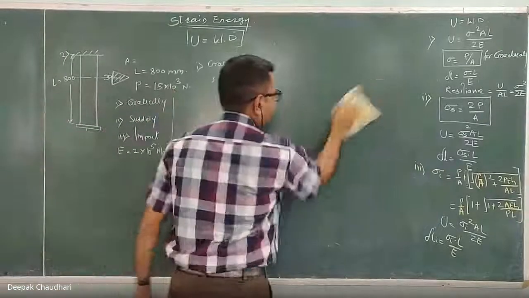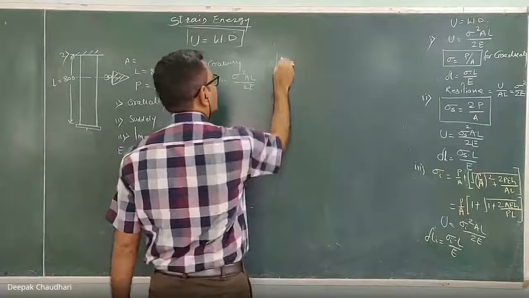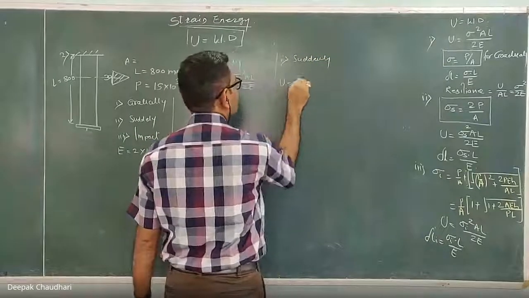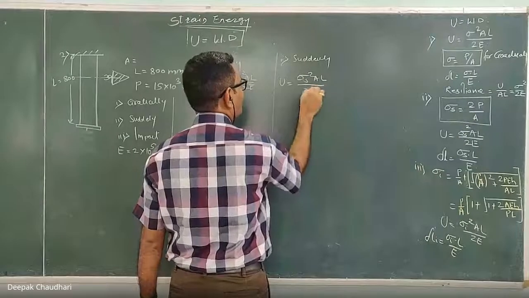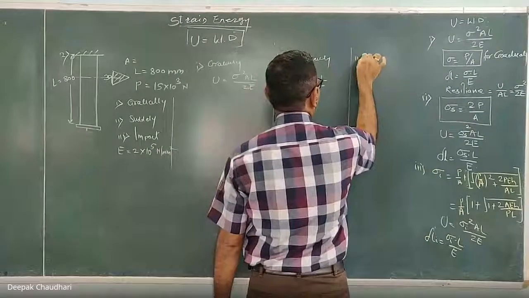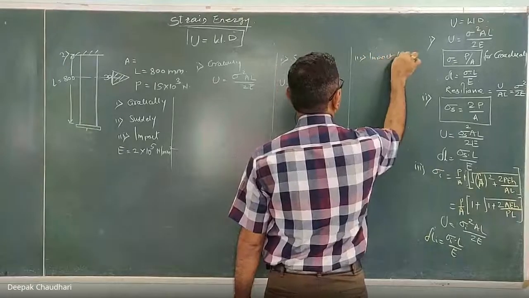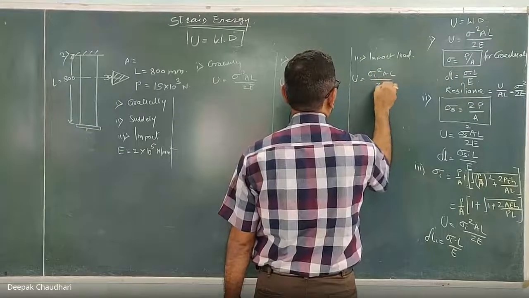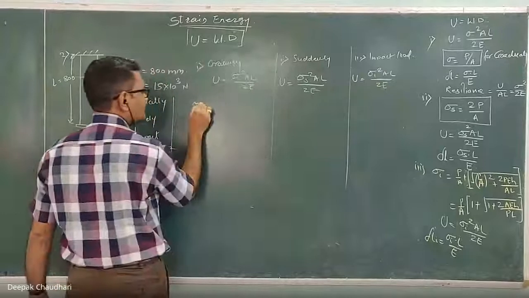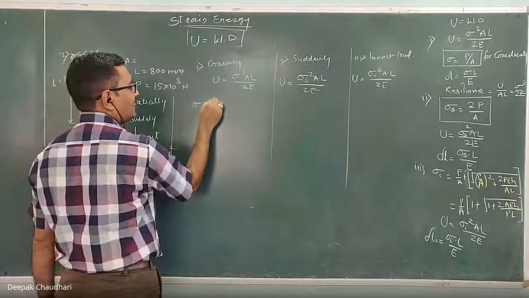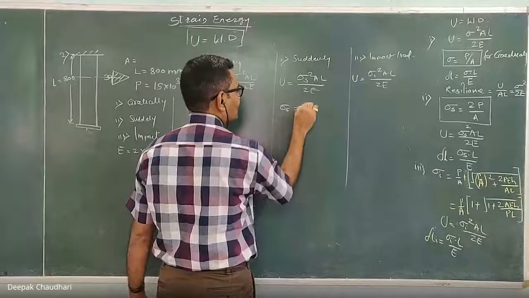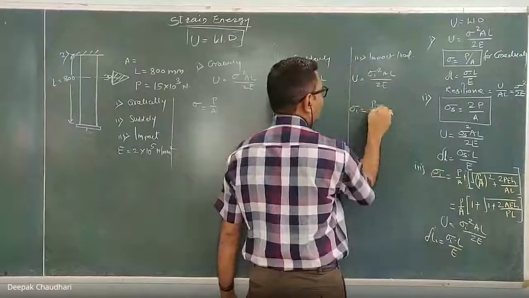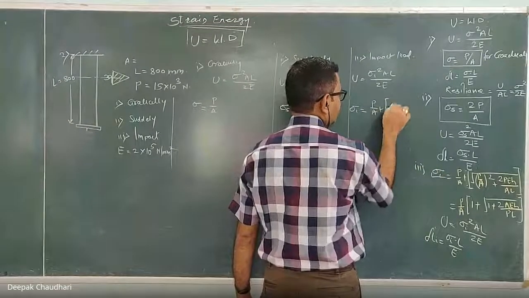Then for suddenly applied load, the strain energy is equal to sigma S square AL upon 2E, same formula. And for impact load, the strain energy is equal to sigma I square AL upon 2E. Everything is the same, only the value of stress varies. Sigma equal to P upon A. Sigma S equal to 2P upon A. And sigma I equal to P upon A plus, in brackets, the under root formula.